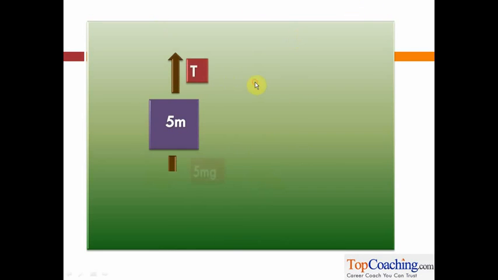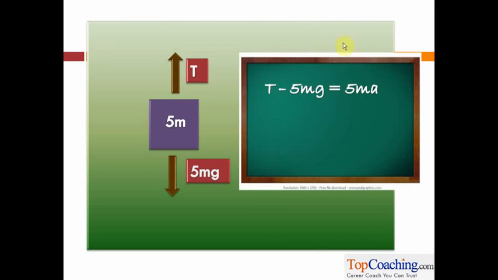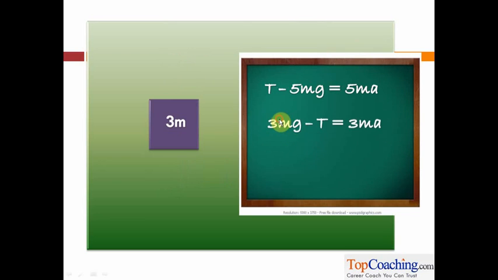Let's first look at the free body diagram of the 5m block. A tension T definitely acts upwards on the block, and the force 5mg acts downwards on the block, the gravitational force. So we can write the equation T minus 5mg is 5m into a, isn't it? Net force is mass into acceleration. We have assumed that the 5m block is going upwards.